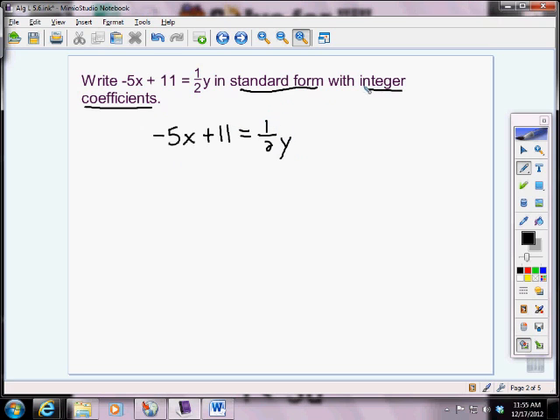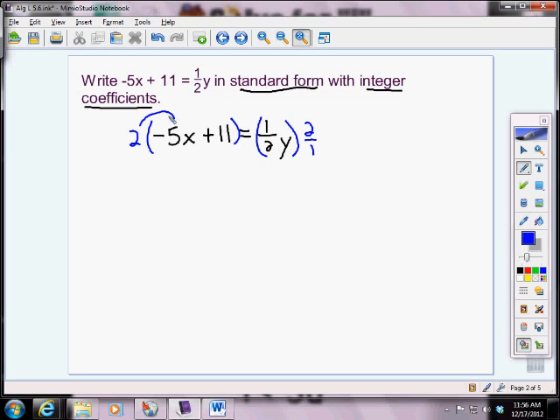So if we're going to focus right now on the integer coefficients part, we need to change this to an integer. Well, the way you do that is you just multiply by whatever the denominator is. Now if there's multiple fractions, you multiply by the least common denominator. Let's do that and I'll show you what happens. If I choose to multiply this side by 2, and I'll write it as 2/1, I can do that as long as I do the same thing to the left side. Remember, whatever you do to one side of the equal sign, you must do to the other.